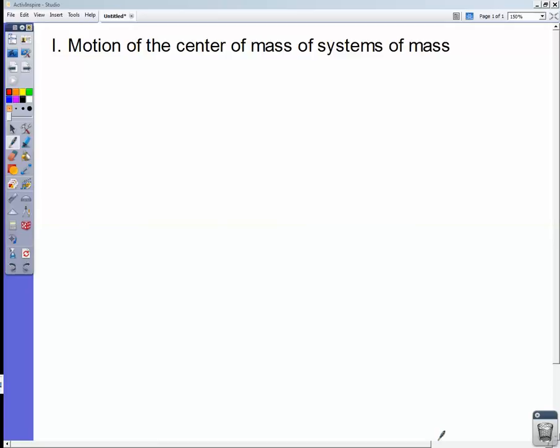Welcome. In this lesson, we're going to talk about Newton's second law and how it applies to motion of systems of mass, extended objects. And we've really already been doing this. When we've been drawing free body diagrams, we've been drawing the forces acting on the center of mass of the system. So, I mean, really, this is nothing new. And when we think about extended systems of mass, Newton's second law still applies.